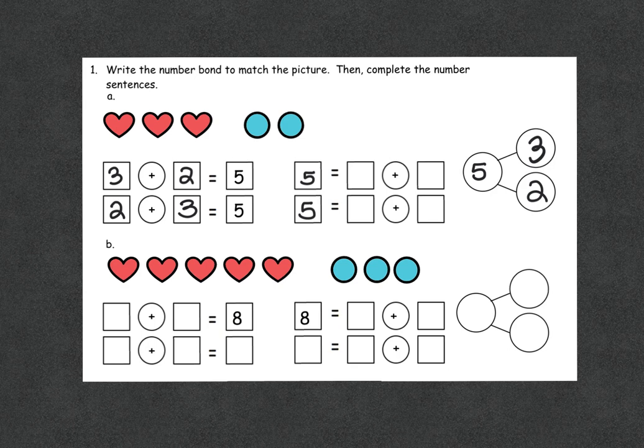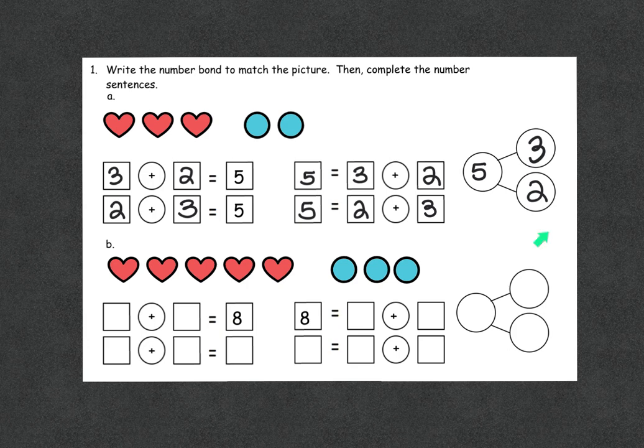Now, using our number bond and the commutative property of addition, we can complete the rest of the number sentences. The first one, we have 5 is equal to 3 plus 2. And the next one, we have 5 is equal to 2 plus 3. Using the same objects, red hearts and blue circles, except in different quantities, let's try these again.